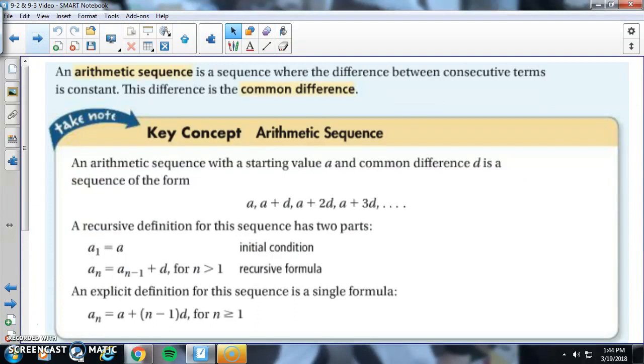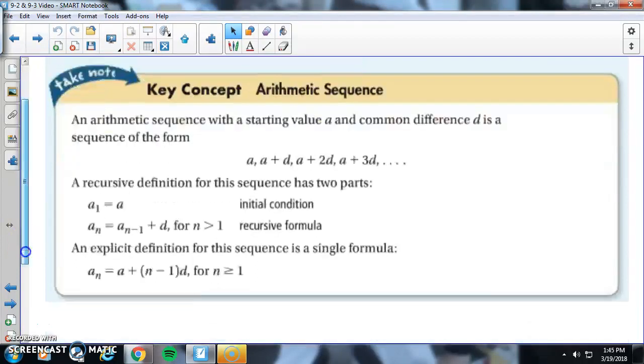First, we're going to start with 9-2, which is arithmetic sequences. This is a sequence where the difference between consecutive terms is constant. This difference is called our common difference. So an arithmetic sequence with a starting value A and a common difference D is a sequence in the form of A plus D, A plus 2D, A plus 3D, and so on.